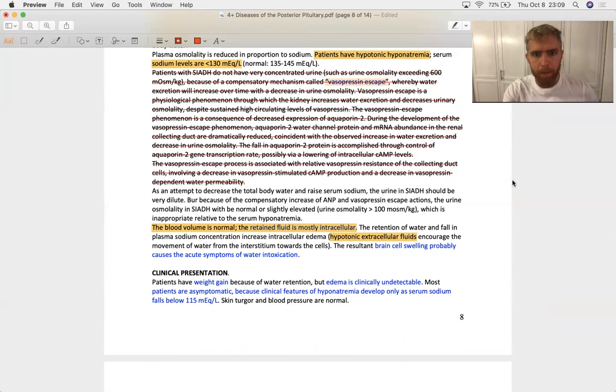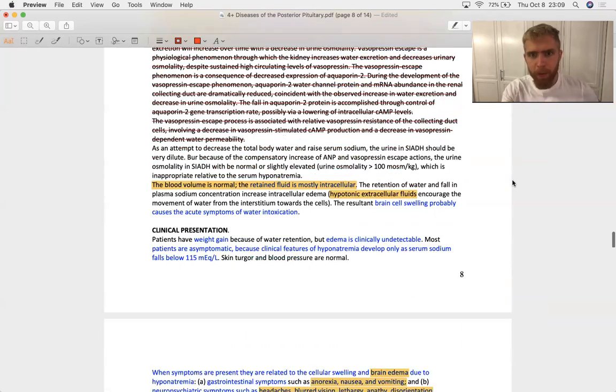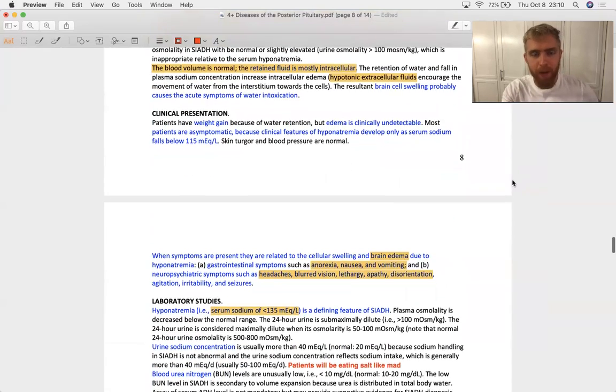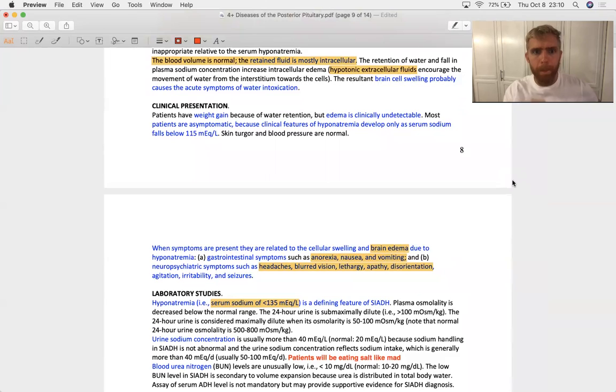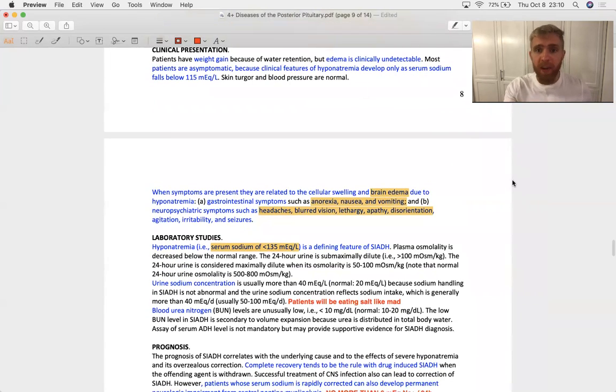Vasopressin escape. Now Google it. I'm not remembering what I Googled for it, so I'm not going to waste your time with it. Clinical presentation, patients gain weight, it's water weight.